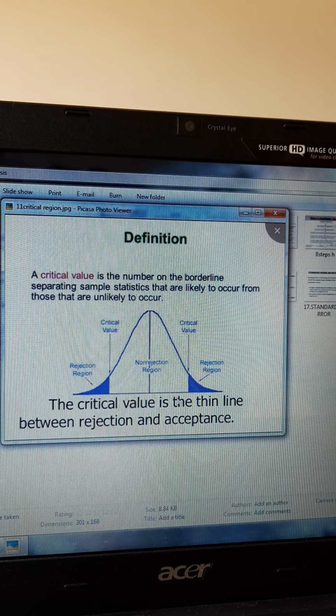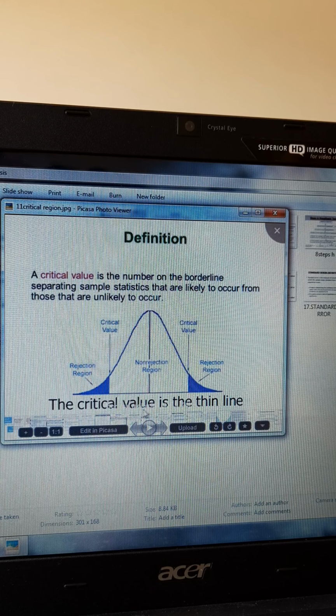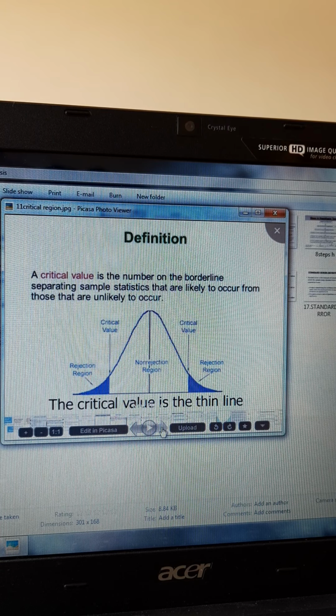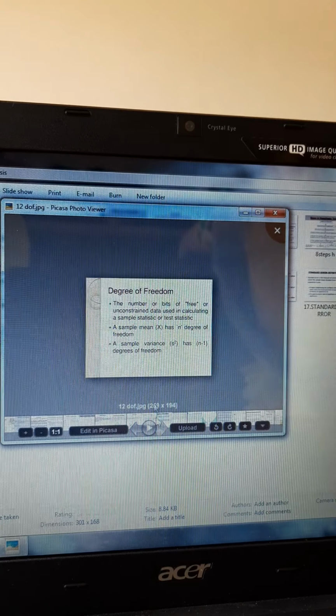This small region, the critical region, is what you are anyway going to reject. The critical value is the thin line between the rejection and the acceptance region. If this is your line, anything that falls here, reject. Falling this side, accept. So that is what we call the critical value.